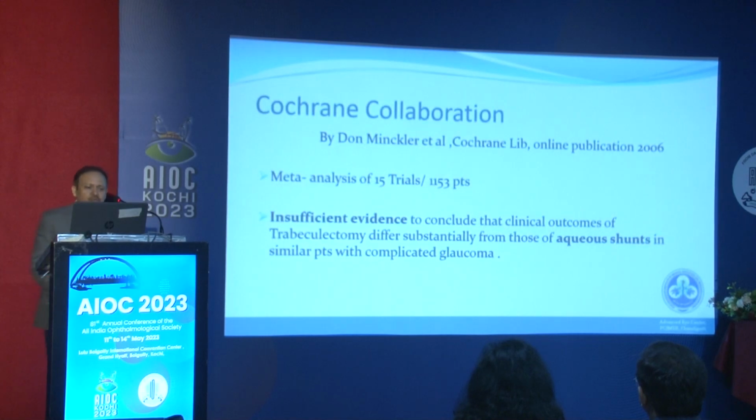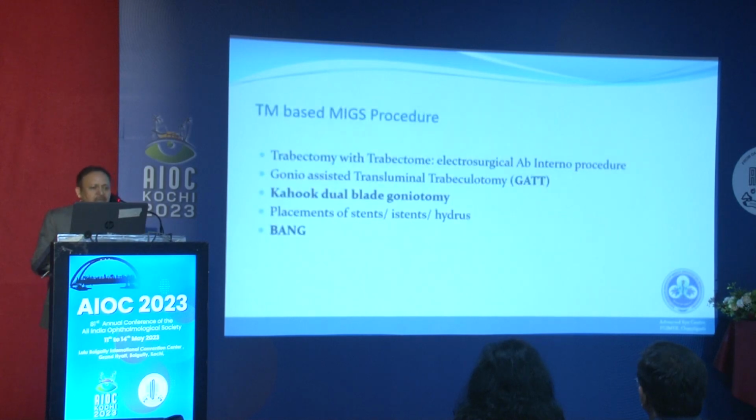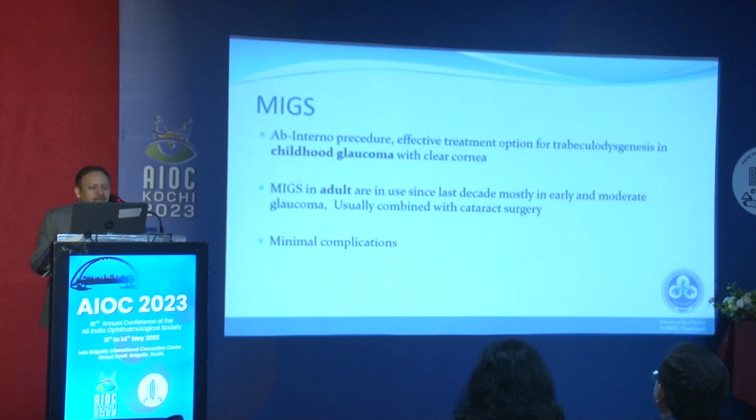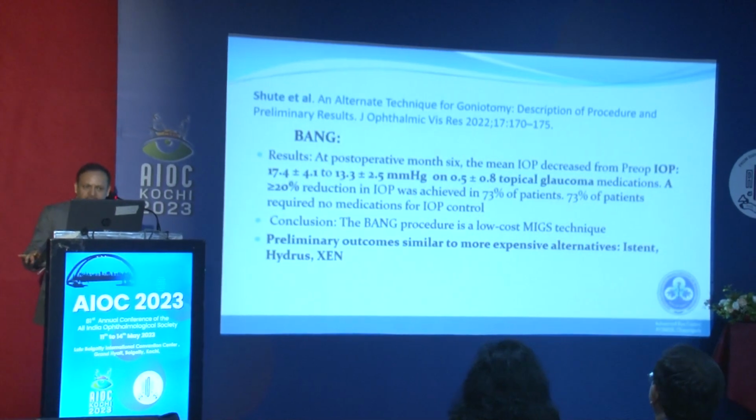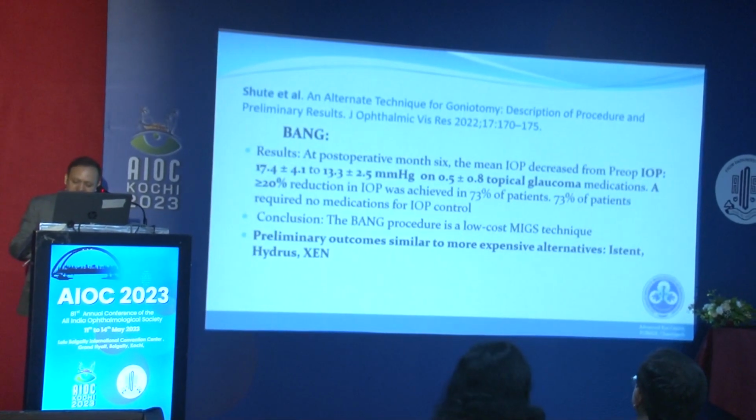This Cochrane analysis shows that there is insufficient evidence to say whether trab or the drainage devices are better. So the TM-based mixed procedures which we usually perform are trabectomy, GAT, KDB, and bang. Eye stents are usually costly, so usually not done here. Recently we have done bang in some patients standalone, and in combination with cataract surgery, and usually we get pressure lowering of around 20%, and also a decrease in the number of drugs.